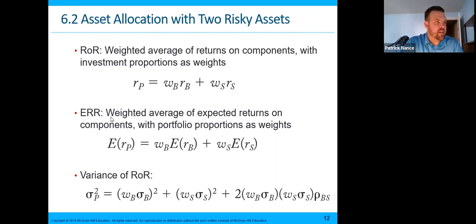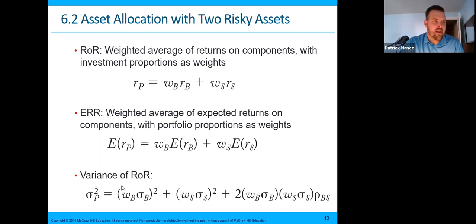The expected rate of return is a weighted average of expected returns on components with portfolio proportions entered as weights. So I'm adding a component to this. Effectively, I'm putting this E as my expectation, and then I'm multiplying that by my returns. So this is a weighted amount of the bonds times the expected return, and then I add the weighted amount of stocks. Like our one prior example, we had a 60-40 split: 60% stocks and 40% bonds. We had our expected returns times our return on stocks for the RS here.